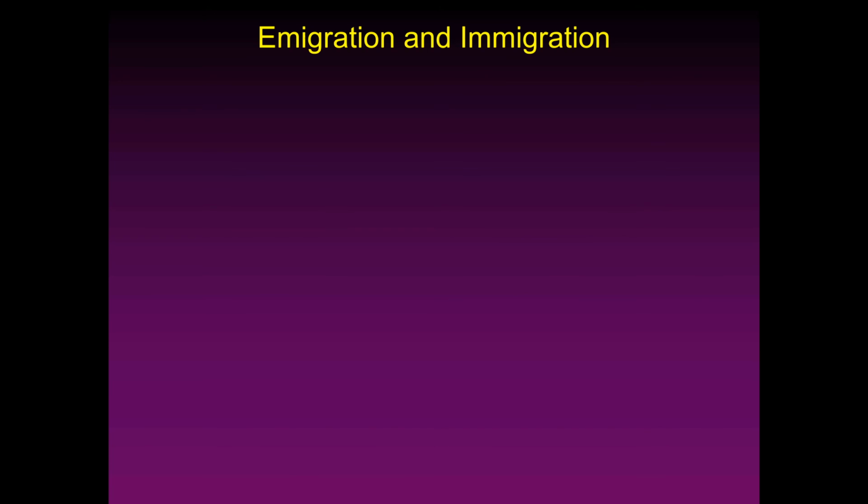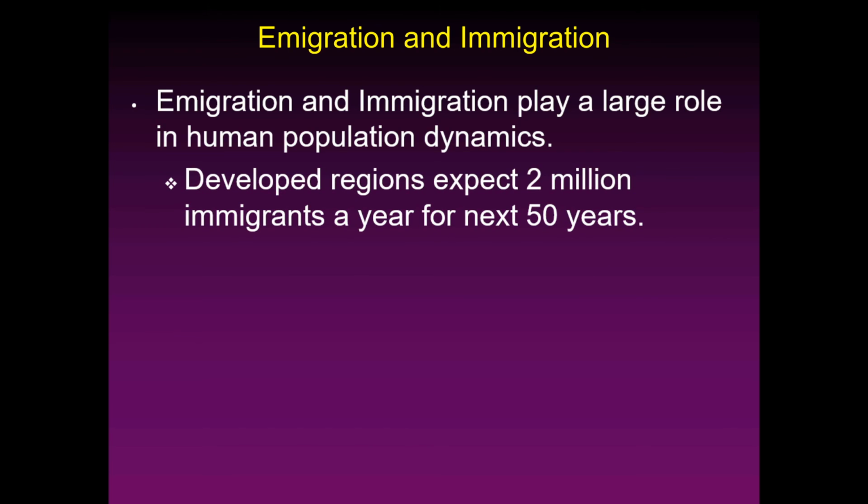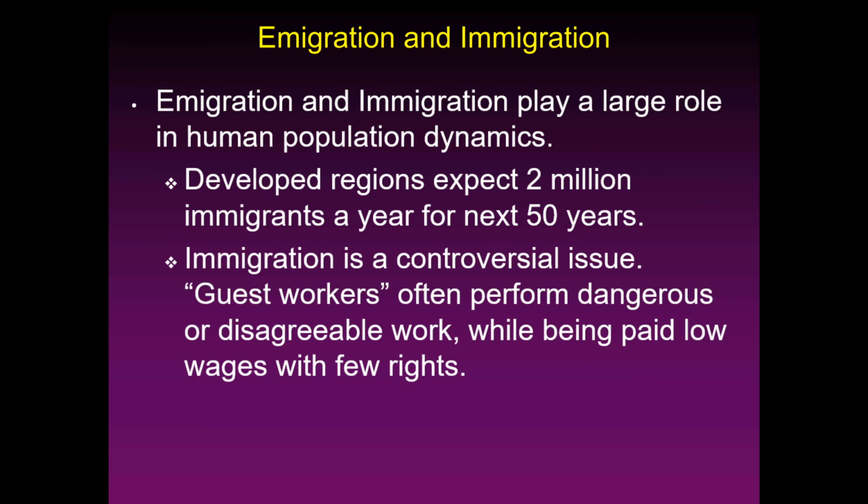So emigration and immigration play a large role in human population dynamics. Developed regions expect 2 million immigrants per year over the next 50 years. Why? Because that's where everything is. That's where food and jobs and money and everything else is. Immigration is a controversial issue.